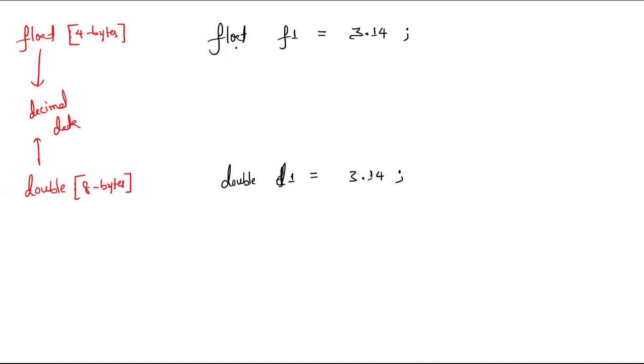Out of these two, are the syntaxes right? If you have any idea, are these two syntactically correct or wrong? I didn't conclude yet. I'll give one more example, then we'll go for the conclusion. I'm using float f2 equals a value 100. Then here I'm using double d2, a value 100 again. Are these two, f2 and d2, correct?